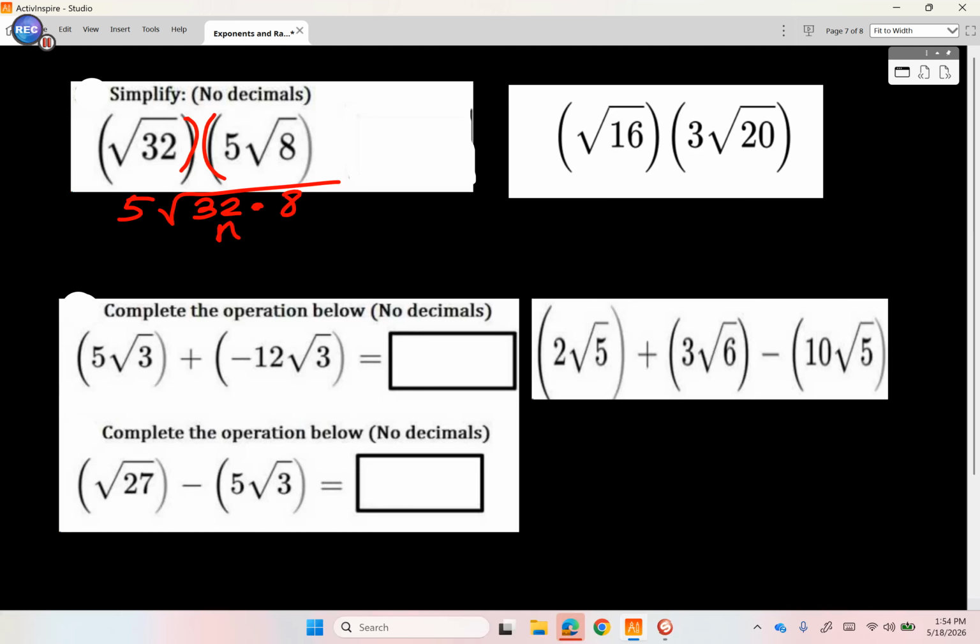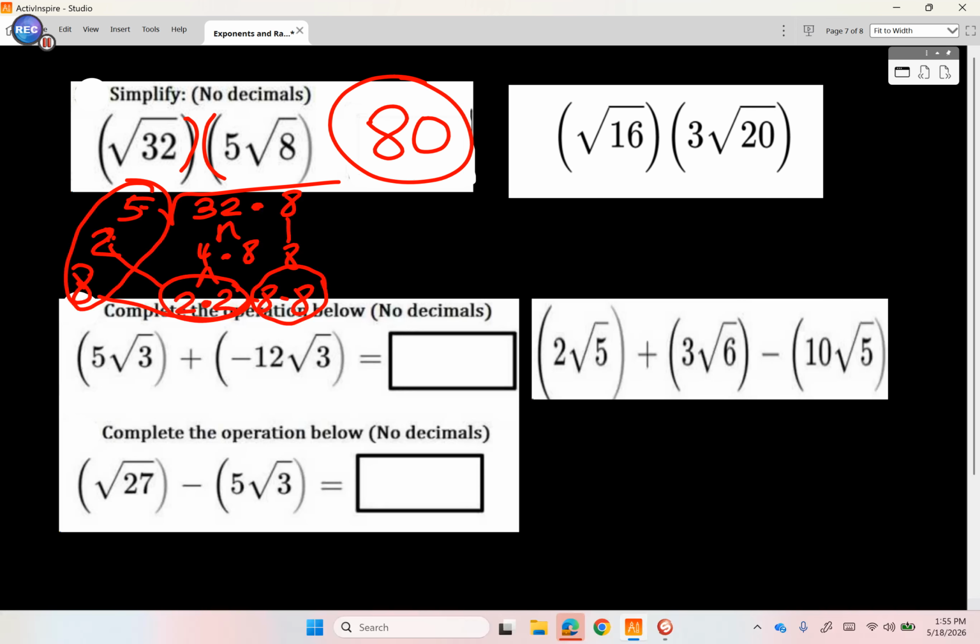So now break down 32 to 4 times 8. Bring down your 8. And now 4 can break down to 2 times 2. Now wherever repeats twice, comes out. If I pull out a 2 and I pull out an 8, then I'm actually pulling out 16 because they get multiplied. So now we have 5 on the outside, 2 on the outside, 8 on the outside. You multiply all of them and you'll get the answer, 80. Just 80 because there's nothing else left.